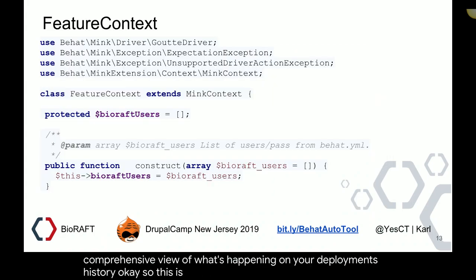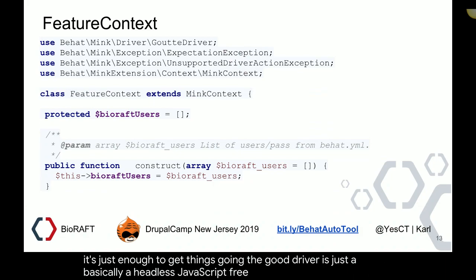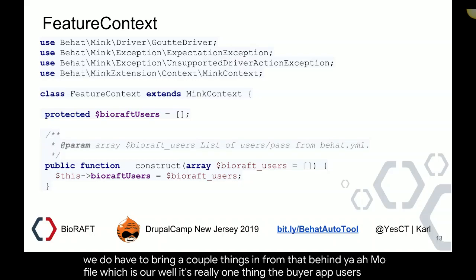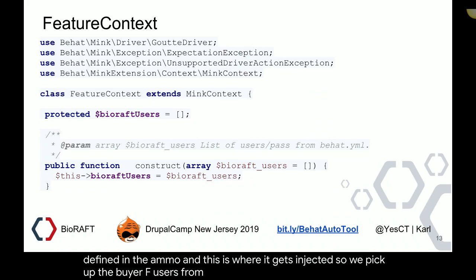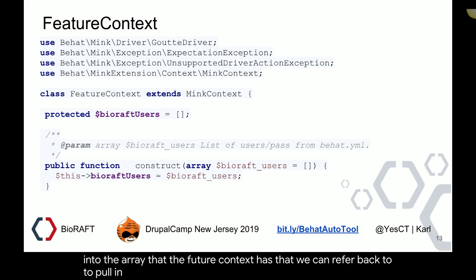Okay, so this is, as I said, the tie to the feature context.php. This reflects, again, a very minimal set of installs here. It's just enough to get things going. The Goutte driver is basically a headless, JavaScript-free browser. Keep it light and simple. We do have to bring one thing in from that Behat YAML file. The BIREF users was defined in the YAML, and this is where it gets injected. So we pick up the BIREF users from the Behat YAML file and stick that into the array that the feature context has, that we can refer back to pull in the username and stuff like that.